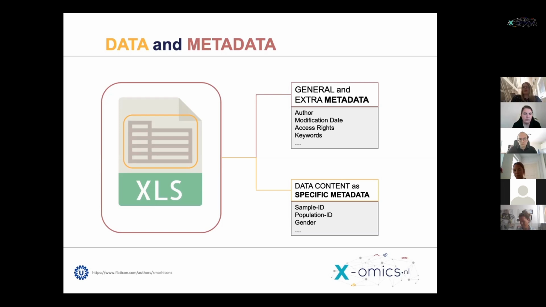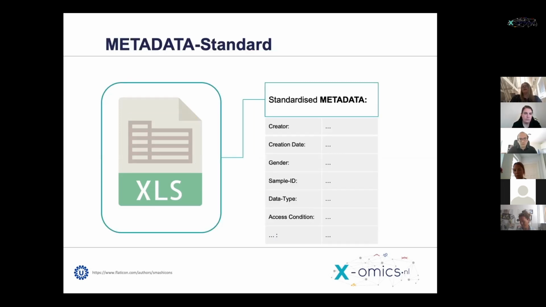Combining all of these metadata parameters together is actually me creating a metadata standard. That means when I say that creator, creation date, gender, sample ID, data type, access condition, and so on are the set of parameters I want to cover, I sort of have created my own metadata standard. And now I would like to encourage my colleagues to capture the same metadata parameters so that we all have standardized metadata. The next step is to actually define what people should enter in these metadata parameters.